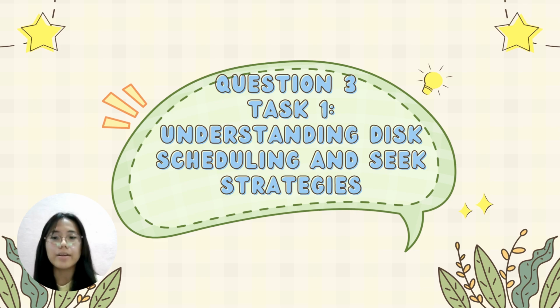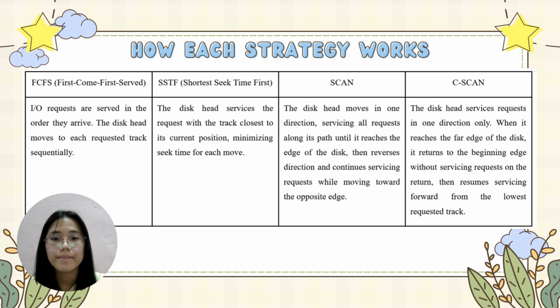My name is Charlie Ng and my matric number is 23304427. I am in charge of Question 3, Task 1, understanding disk scheduling and seek strategies. For this assignment, we will focus on four disk strategies: first come first serve, shortest seek time first, SCAN, and C-SCAN. So for this part, I will explain how each strategy works.